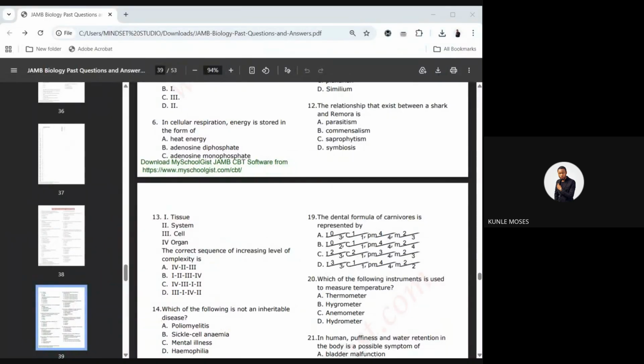Question 13. That's B. D. Sorry, D. You see TOS now. That's D. I was saying CETOS. Number 14. I think it's A. It's A, yeah.